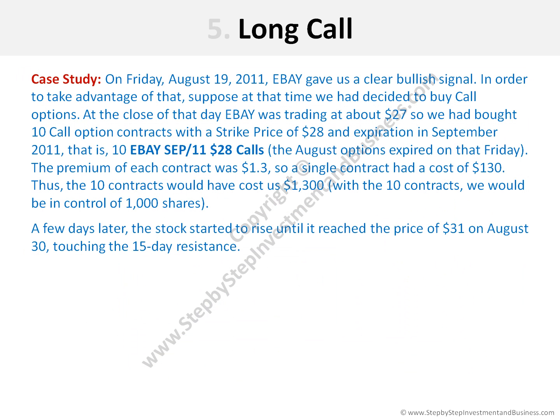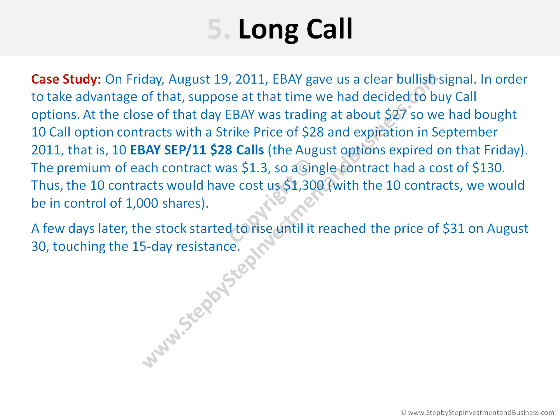In order to take advantage of that, suppose at that time we had decided to buy call options. At the close of that day, eBay was trading at about $27, so we had bought 10 call option contracts with a strike price of $28 and expiration in September 2011. That is, we had bought 10 eBay September 2011 28 strike calls. The August options expired on that Friday, so it did not make sense to buy them.